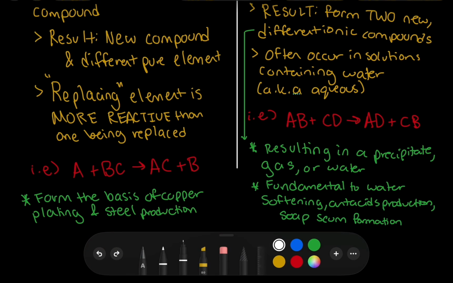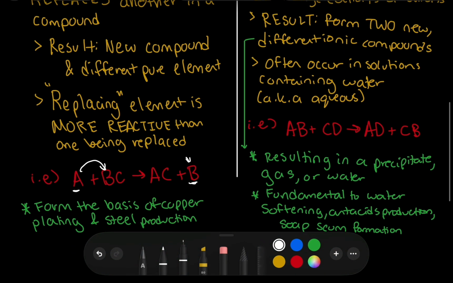Okay, so now I want to explain the general formula for these. In a single replacement reaction, we would have A plus BC on the reactant side and then AC plus B on the product side. What this is showing is that A is replacing the B, which is why now B is by itself, and A is with C rather than B being with C. So in this case, A would be more reactive than B, which is why it's replacing it. Once again, the replacing element, A, is more reactive than the one being replaced.